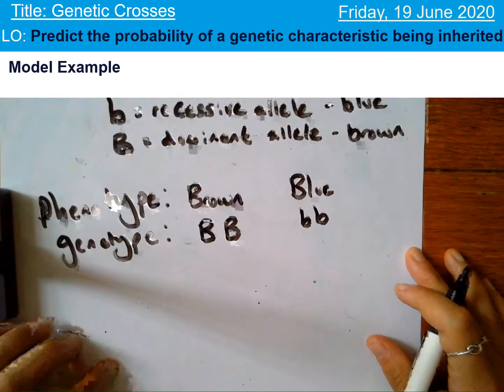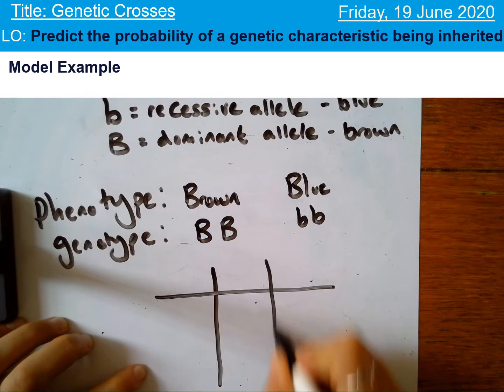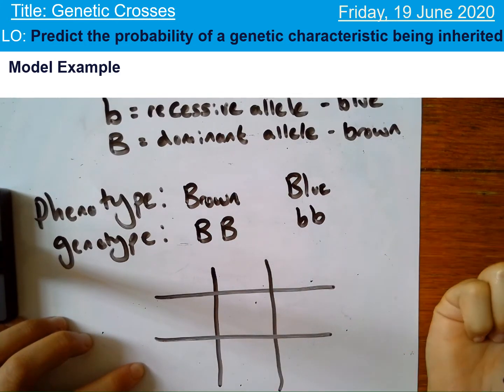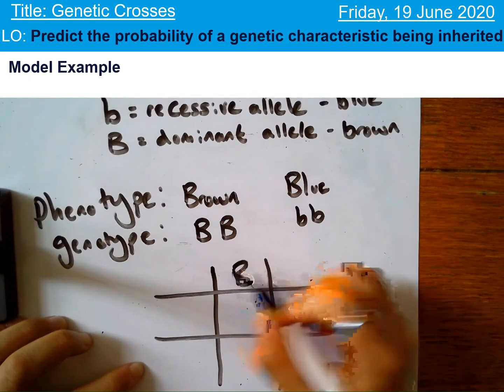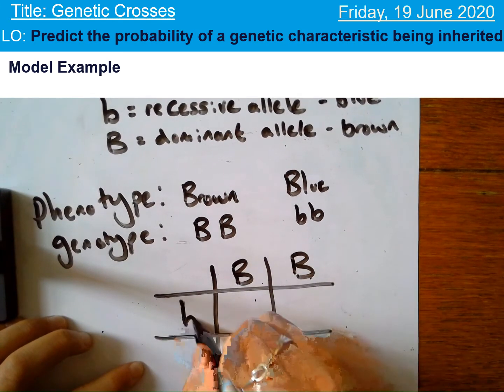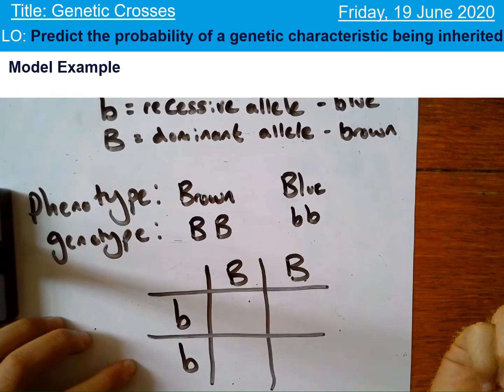In our Punnett square, we first draw out the grid. We need space to draw our parental alleles on either side, and we need space to draw our cross. I'm going to put our brown-eyed parent at the top, writing one allele in each box, and our blue-eyed parent down the side, writing one allele in each box again.